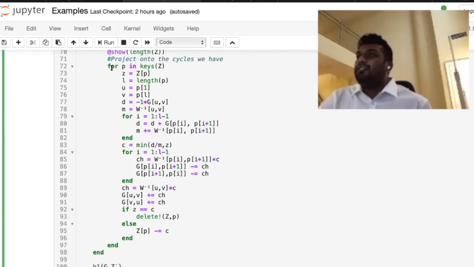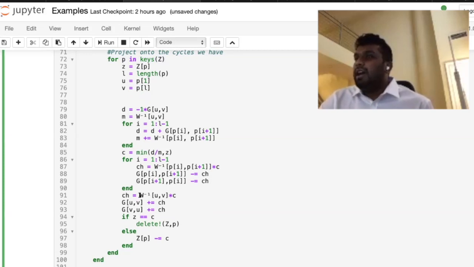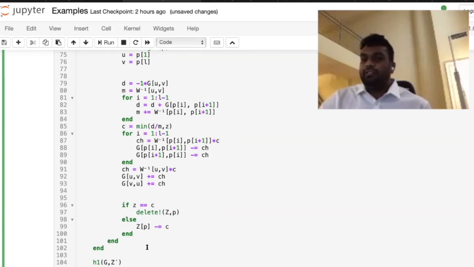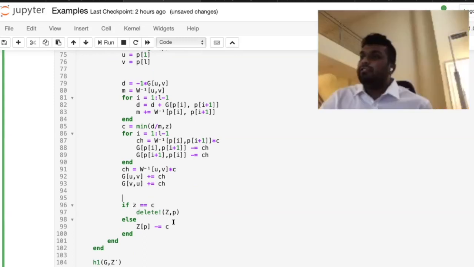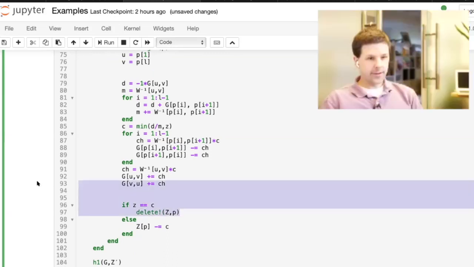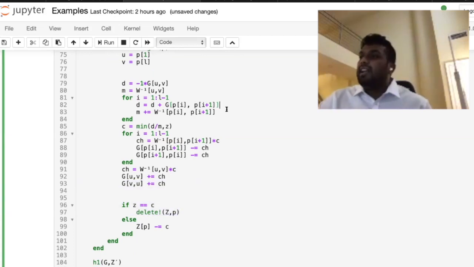Okay, so let's just look at it for the first time. I look at each constraint in my list Z. I again extract the path up till here, and I do the projection up until here. And then here, when I'm updating the dual variable, notice when Z is equal to C, since I do Z minus C, it will be set to 0. So in this case, I can just delete the constraint, because it's now become 0, and in my current formulation, we think it's inactive. So we can just delete it, and we do.